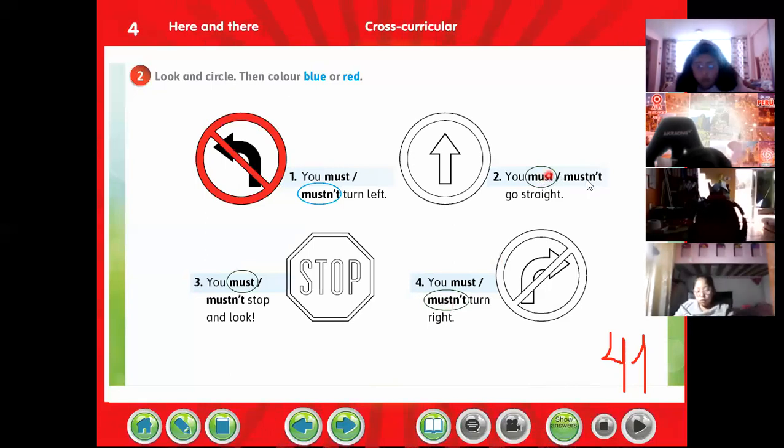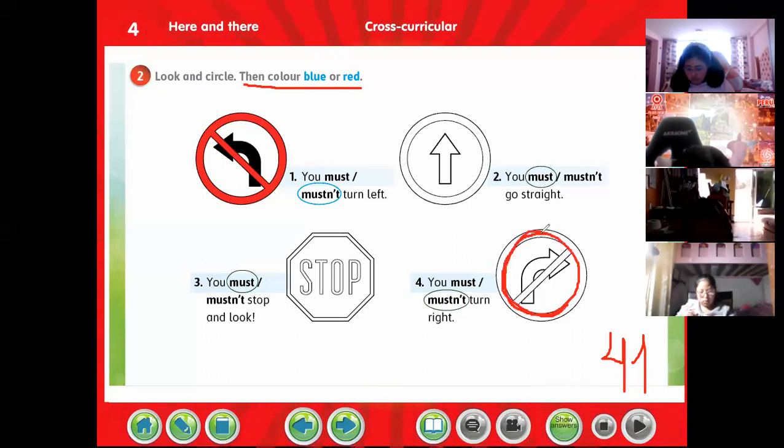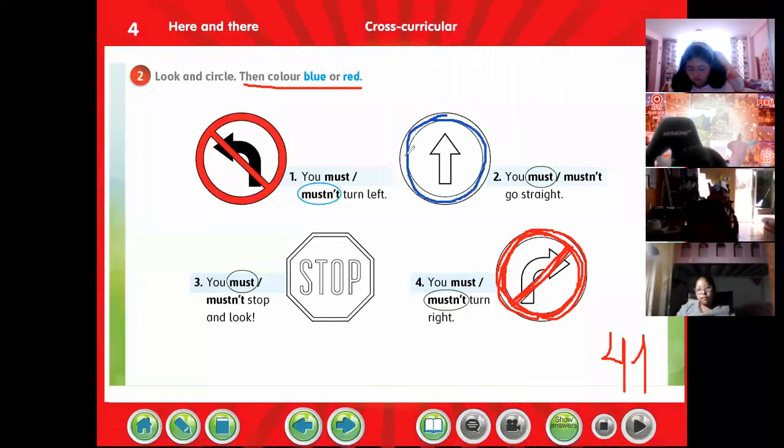Estoy confundido con el dos. Mustn't. And also in the book says color. Okay, we need to color this. The prohibitions with red color. For example, this is a prohibition. Color, please, in your books with red. Okay? With red color. This is a prohibition. And blue color, the other two rules. These rules. This with blue. Because it's affirmative.